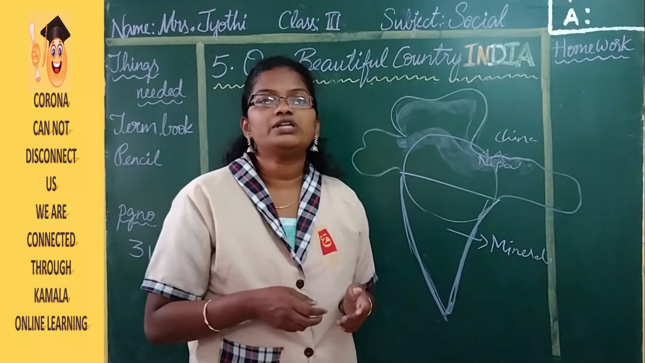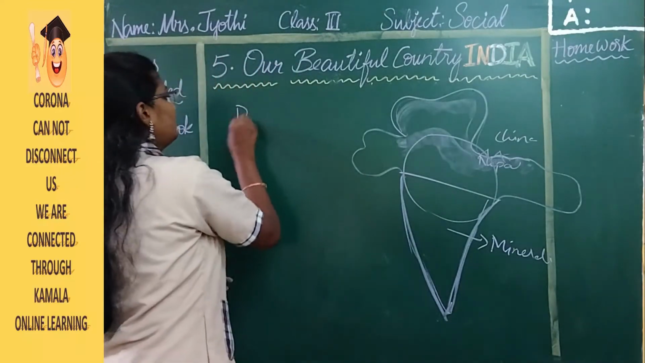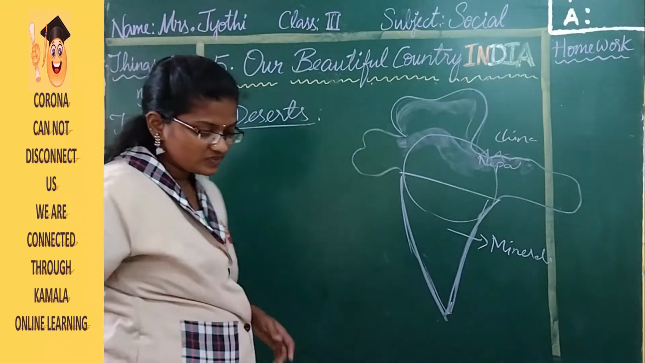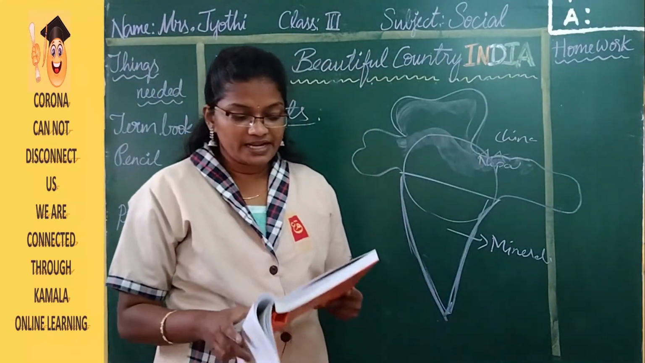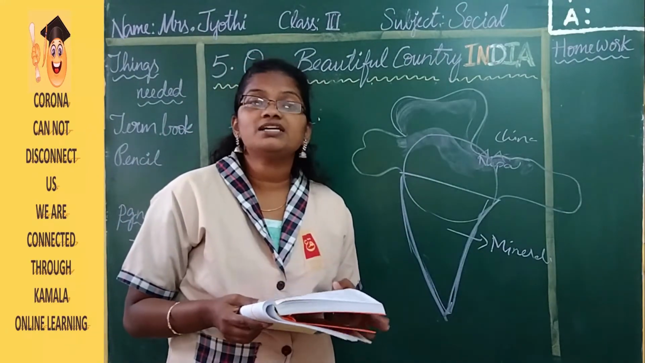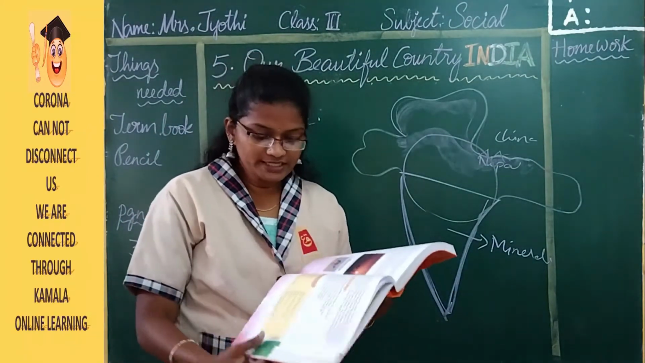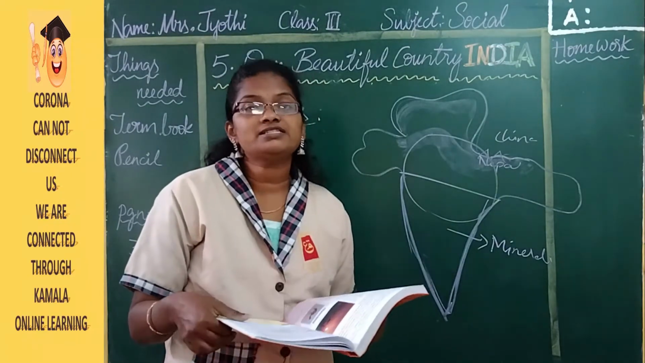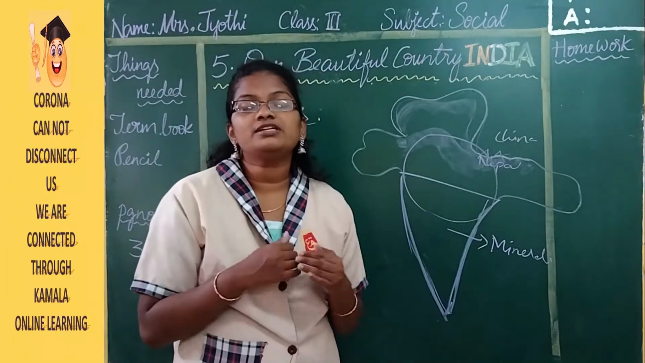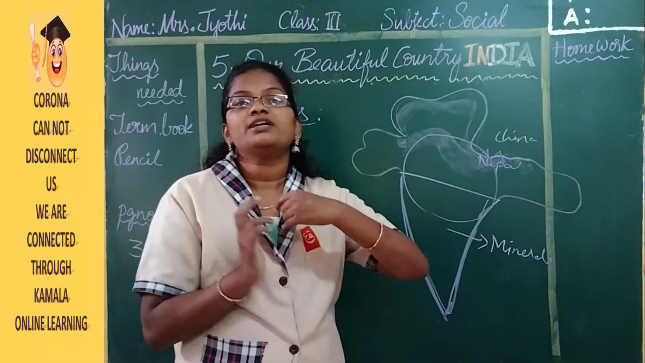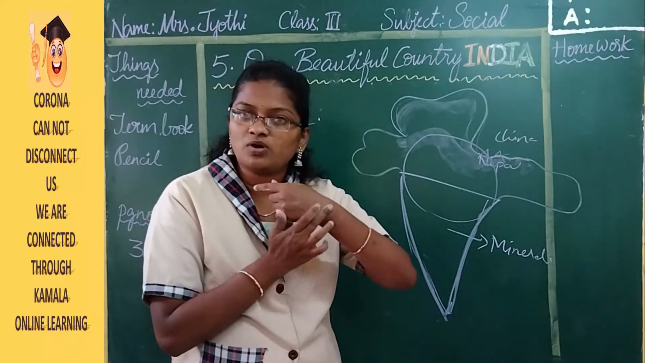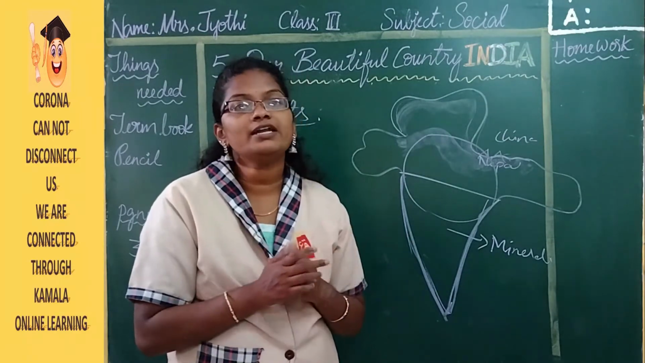So this is what we learned in the previous session. Now let us move on to the next topic, deserts. Deserts are large, dry and arid areas of land. What is the meaning of arid? That is lacking moisture. In the winter season, our skin becomes dry, white and pale because there is no moisture. That's why it becomes white and pale.